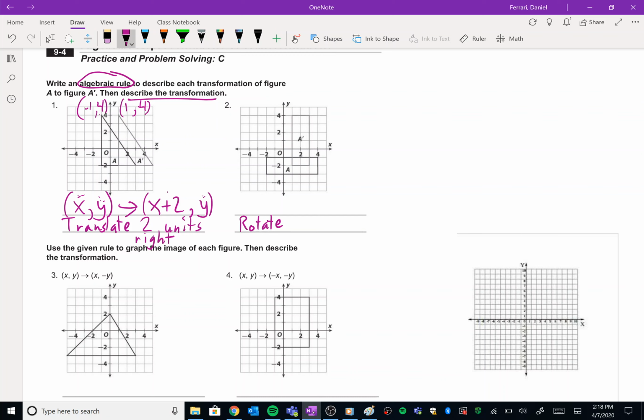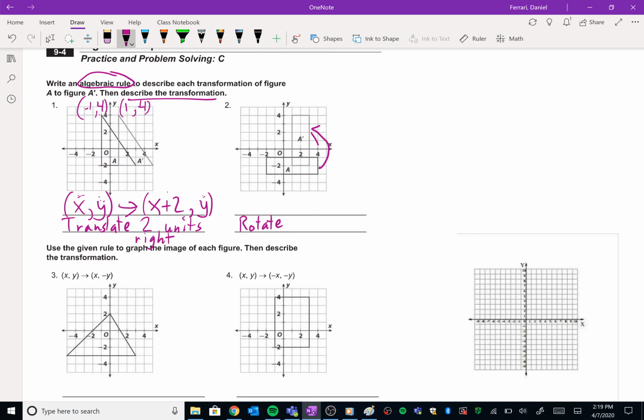Now, how do I make A into A prime? Well, if you're on paper, this is pretty easy, but you're going to take your shape and rotate it up to A prime. Sorry if you heard my dog there. Someone's at the door.